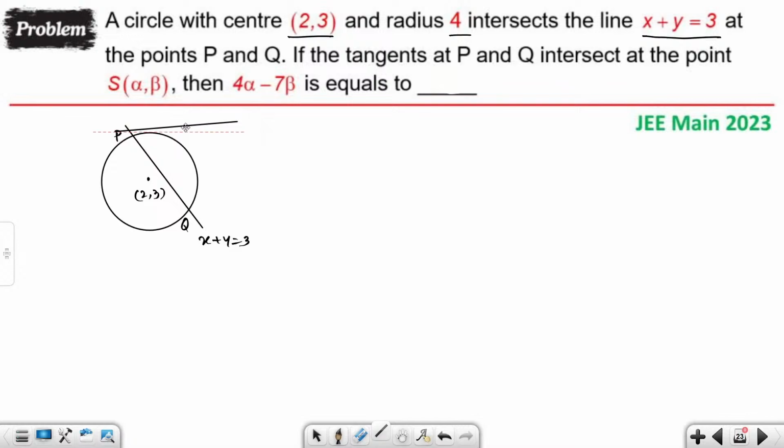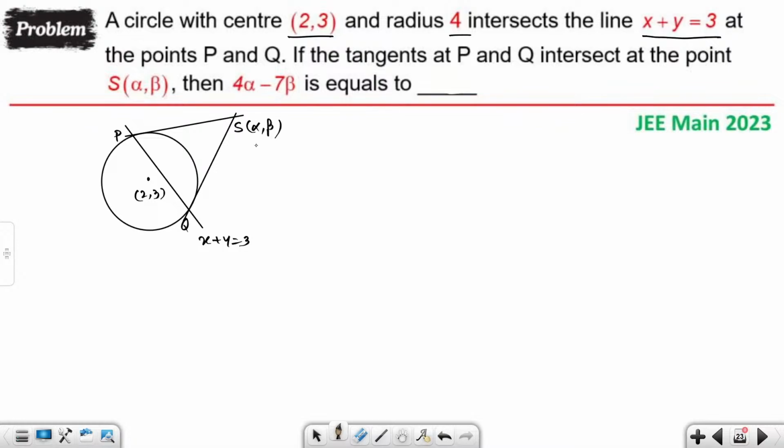Okay, let us say the tangent is somewhere here. Okay, let me draw it here. Let us say this is the tangent and the other tangent at Q, which is here. Okay. Now they intersect at a point.